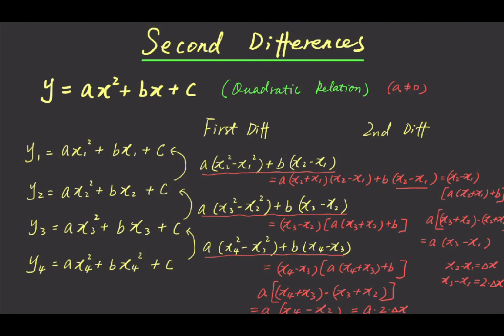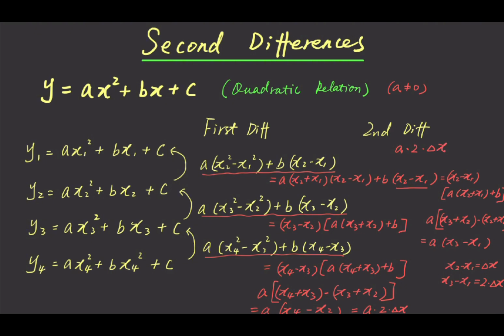This is 2 times delta x. So we can find out here a times 2 times delta x. Here is also a times 2 times delta x. So we say the second difference should be a times 2 times delta x.